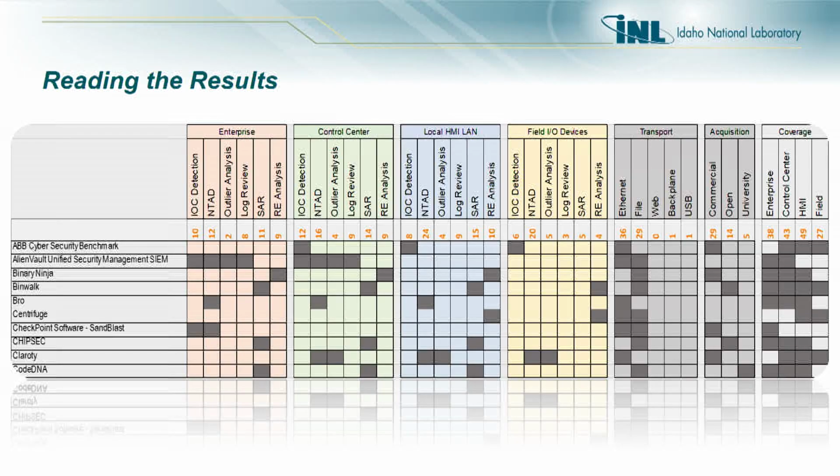You have 4 major columns. Each column is a zone that we have talked about. In each zone has 6 purposes that the tools fulfill. Obviously, a filled-in block means that that tool fulfills that purpose. The orange numbers indicate how many tools fulfill that purpose in that zone.